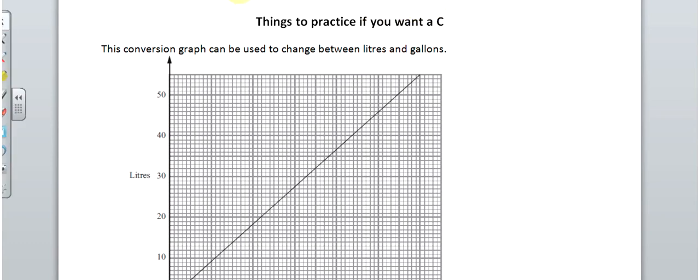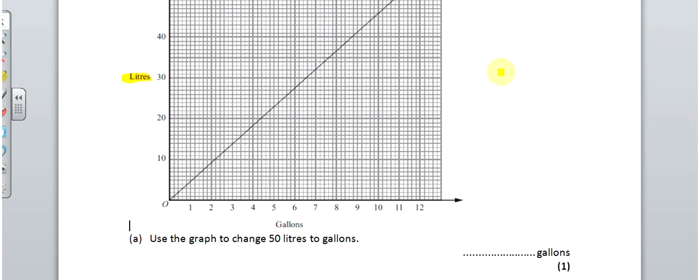Off we go with a question on conversion graphs. So this graph can be used to change between litres and gallons. Handy things. There's the litres and there's the gallons. And I always have a quick look at graphs, look at the scale, because that's where they're going to try and catch you out. And you can see the bottom scale is going up in ones, so we've got 1, 2, 3 and so on.